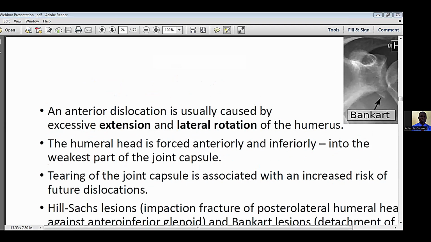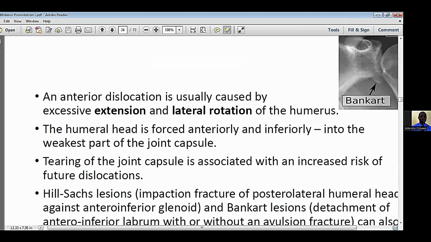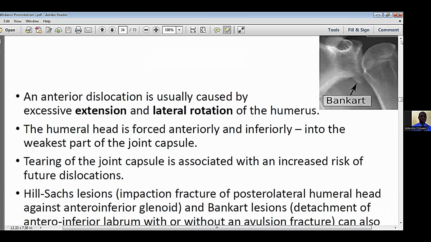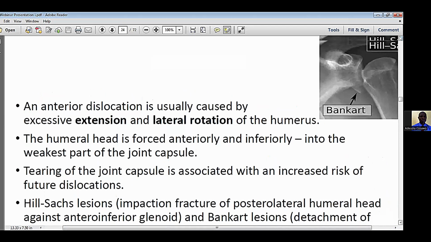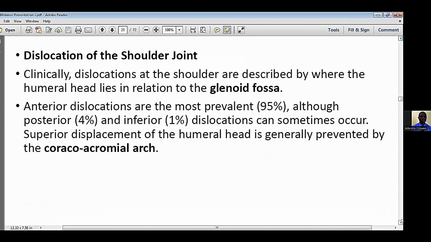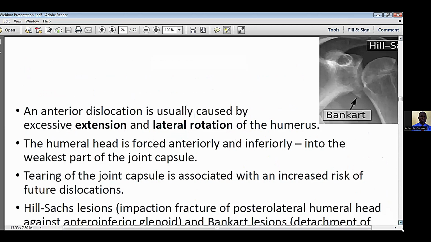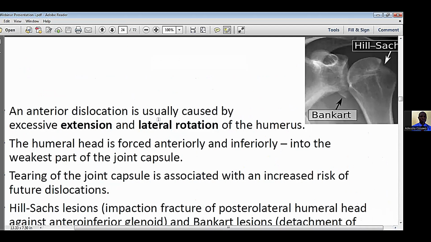Okay, so there's something here. We call it Hill-Sachs. There's a picture here that I want you to see very well. Call it Hill-Sachs.